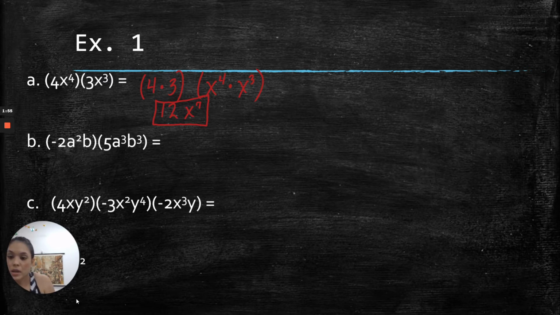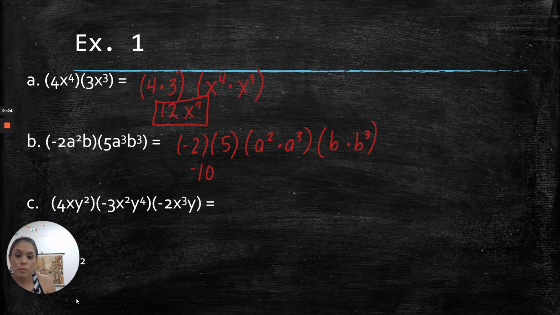Okay. So here, let's take out our numerical coefficients. That would be -2 times 5, and then a squared times a cubed, and then b to the 1st power times b cubed. Now let's evaluate this. A negative times a positive is a negative, and I'm multiplying this variable.